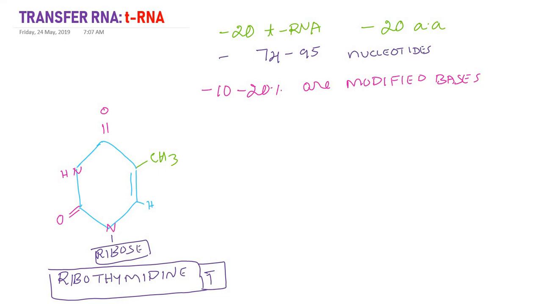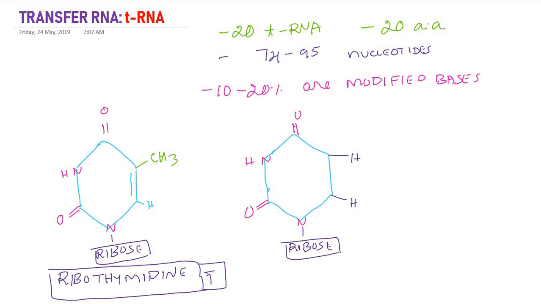Another unusual base is dihydrouridine. Again this is a modification of uracil. This is a uracil here. Here the double bond is reduced because there is addition of hydrogen. So this is called dihydrouridine, just a modification of the uracil base. And the one letter abbreviation for this base is D.